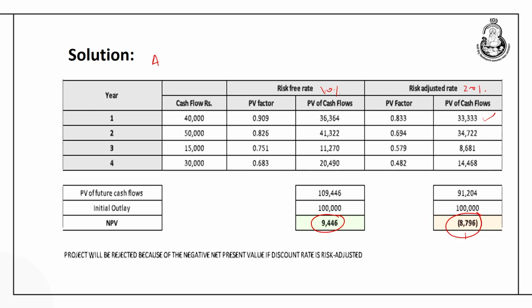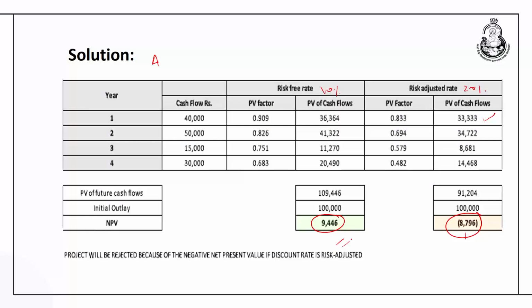8,796. So, it is particularly true that the discount rate is a very important factor for finding out the true profitability of any project. If we ignore the risk, definitely we would have selected the project because it was giving us 9,446 NPV, but at a rate of 20% the same project seems to be an unviable project. So, this is the answer for project A.